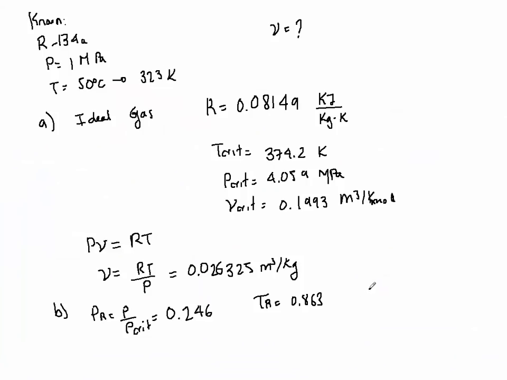So once again, from the compressibility table, we found that Z to be somewhere close to 0.84. So if we want to correct the value that we got from the ideal quantity, we find v is equal to the compressibility factor times the ideal value that we found. And that means that we're going to get a value of 0.022113 meter cubed per kilogram.